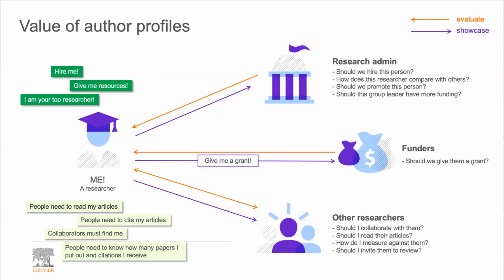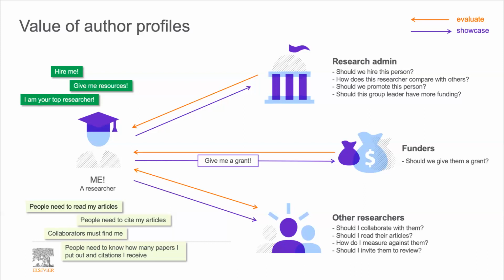So why are author profiles so important and crucial? I think this is a very good way to get a perspective on it. If you are a researcher, sometimes you want to be hired. Sometimes you want to apply for grants. Sometimes you want to demarcate and showcase that you're a top researcher. Because at the end of the day, you need people to read your articles and cite your articles. You want your collaborators to find out where you're from, and you want people to know how many papers you're generating and the citations you're receiving as well.